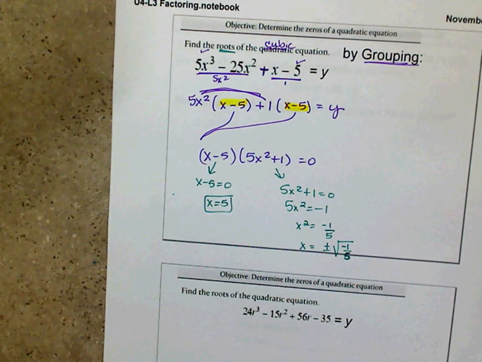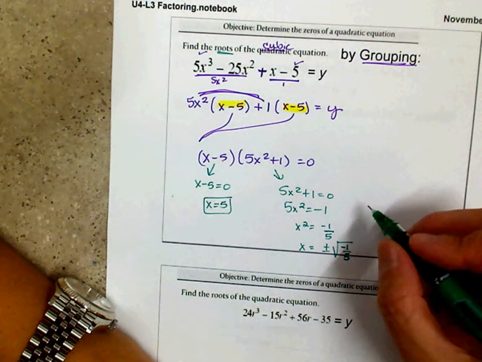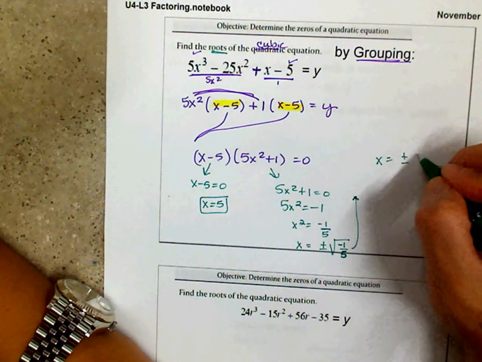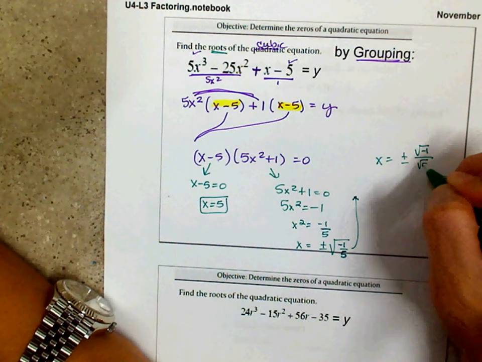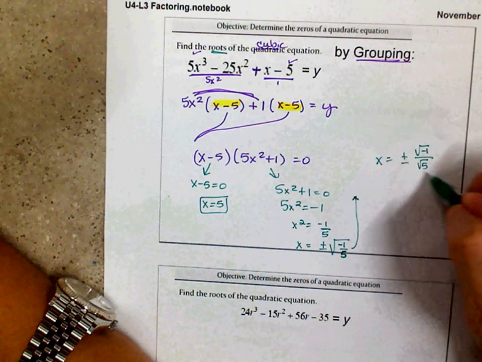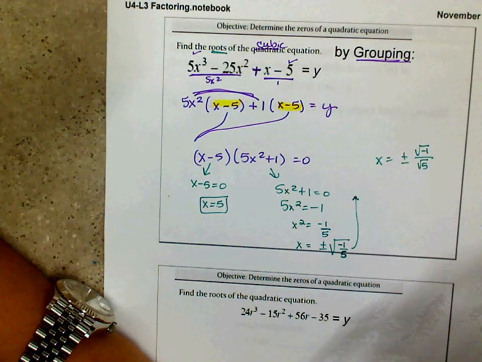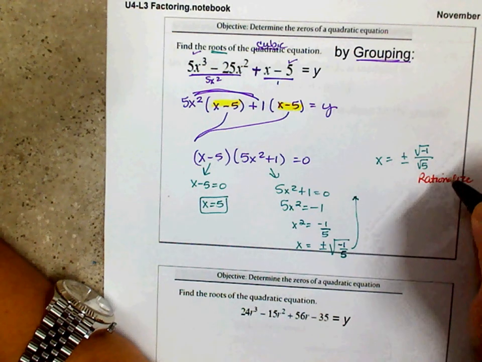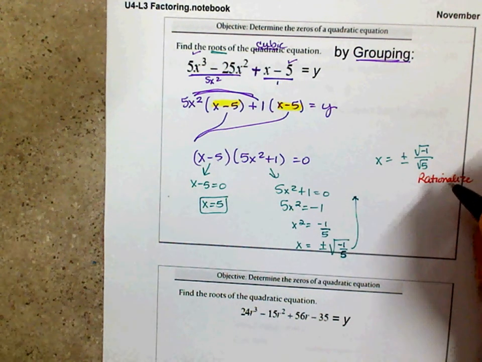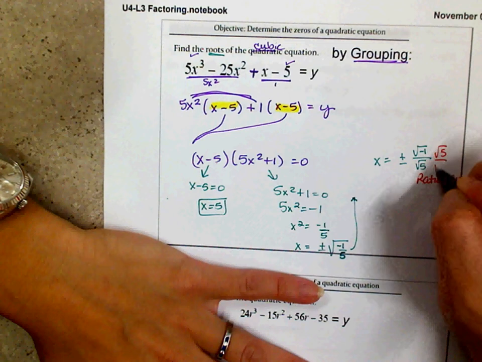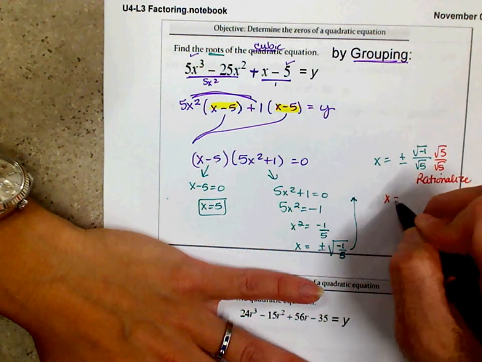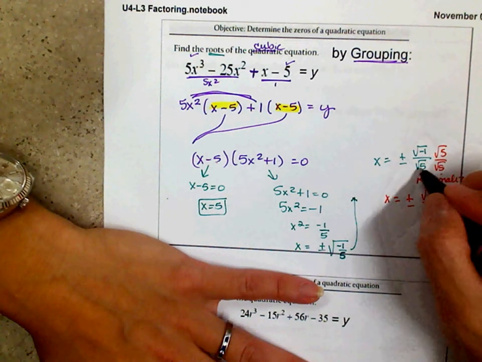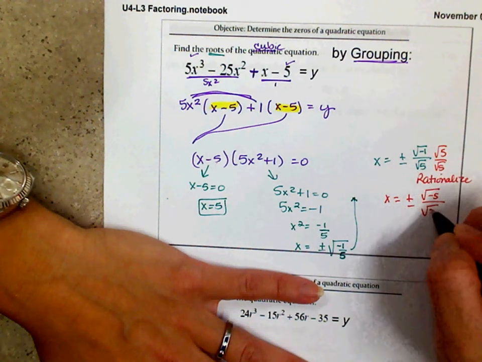This right here is the same as plus or minus square root of negative 1 over square root of 5. Okay? You cannot have a square root in the denominator. So we have to do what's called rationalize. Times square root of 5 over square root of 5. And then we're going to multiply. Negative 1 times 5 is negative 5. Square root of 5 times square root of 5 is square root of 25. The square root of 25 is 5.